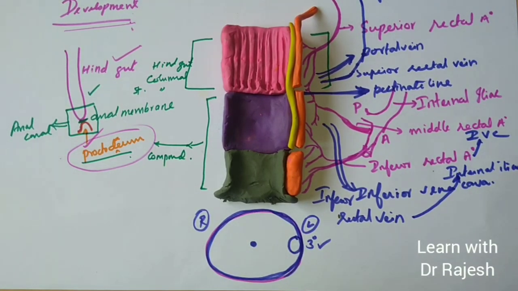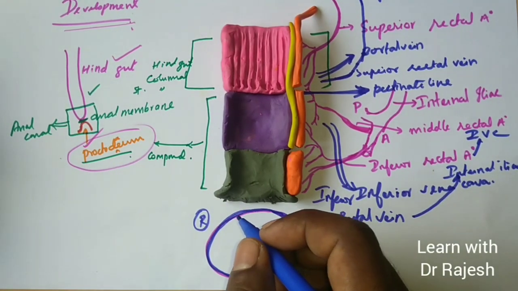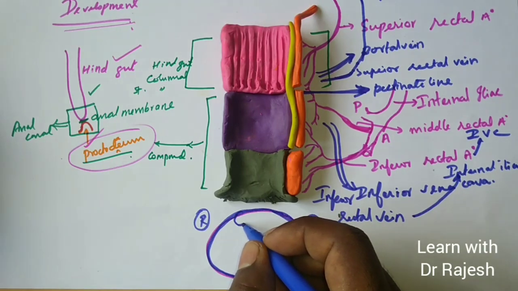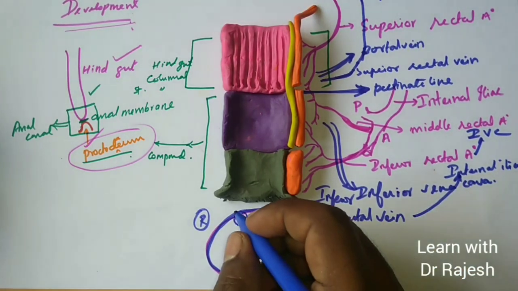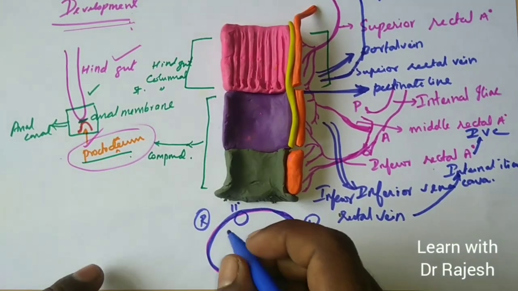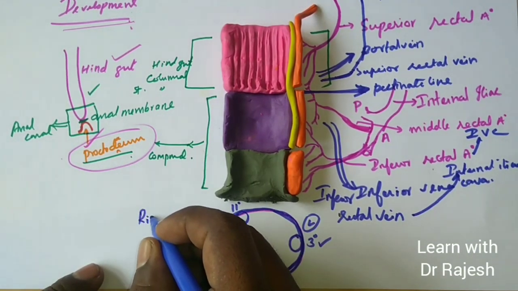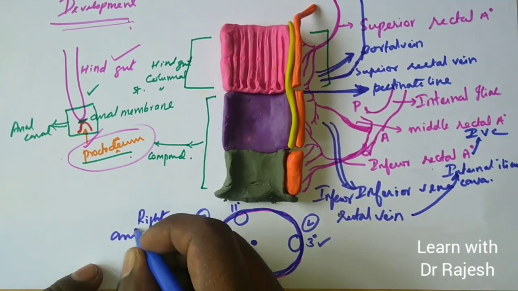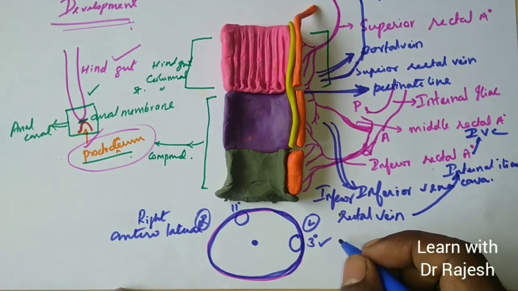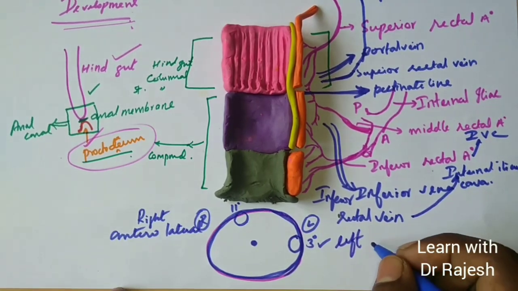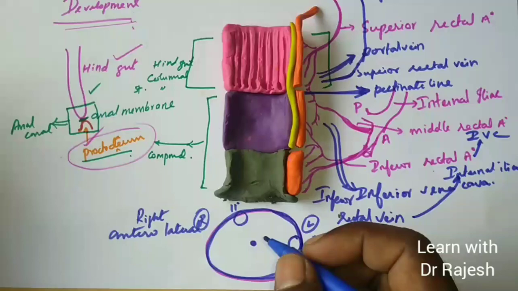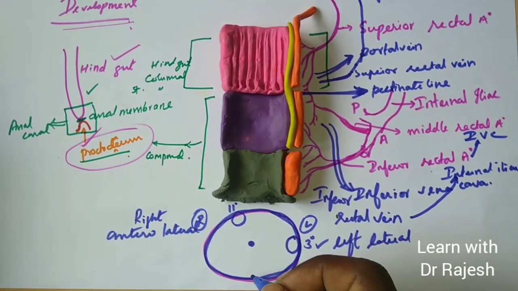Then the right anterolateral position. So it is anterior, a little lateral towards the right. This is the right anterolateral position, the 11 o'clock position. Then the last position is the right posterolateral position.